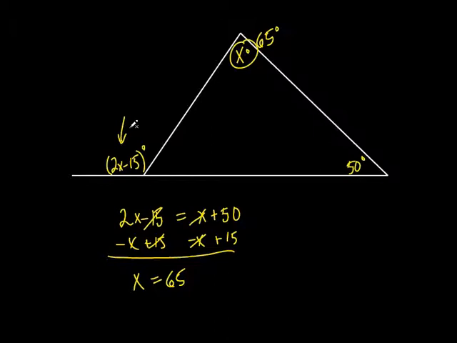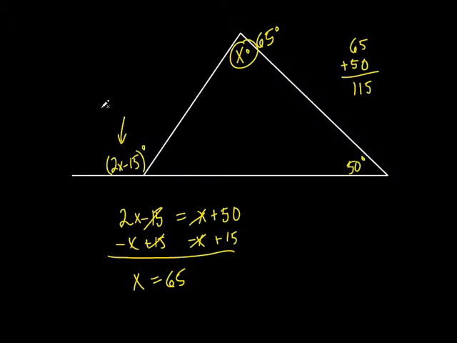In the other class, somebody said, oh, plug 65 back into this. Will that work? Yeah, it definitely will. But what do you think the easiest way to find the exterior angle is? Just add these two up, wouldn't you think? Okay, you can do it either way. Let's do it both ways just to show you that it works. So what is 65 plus 50? That's 115. So this angle right here should be, oops, 100 and... Let's try that again.